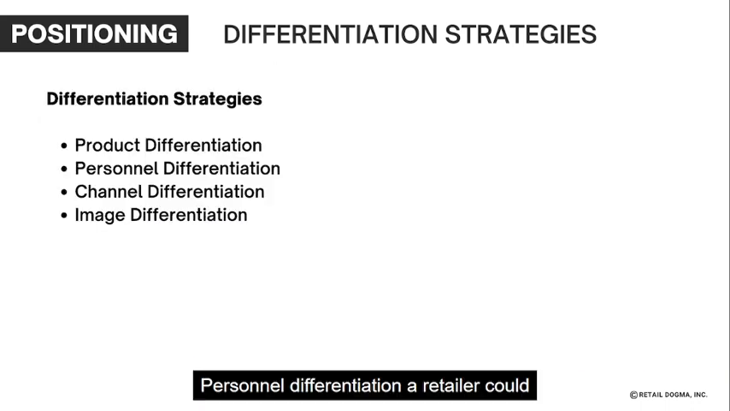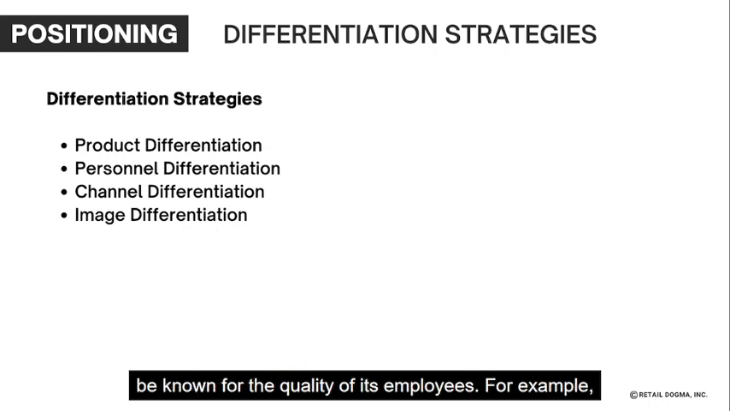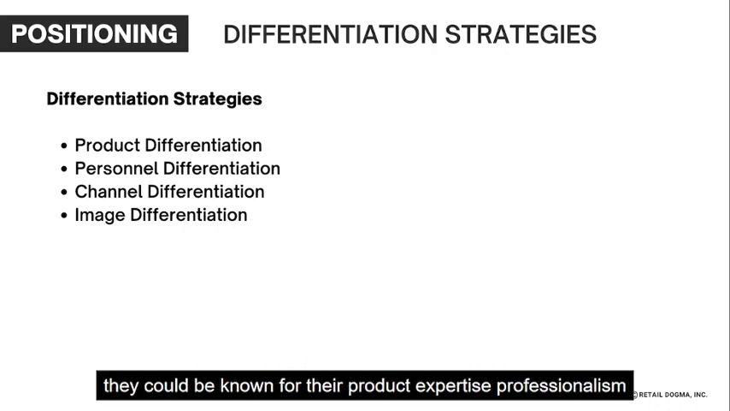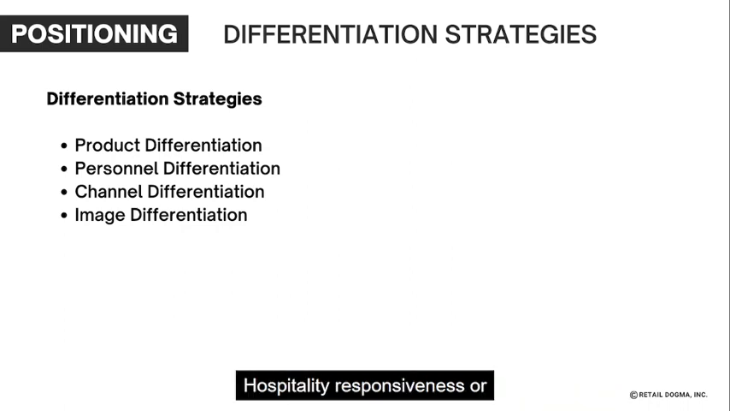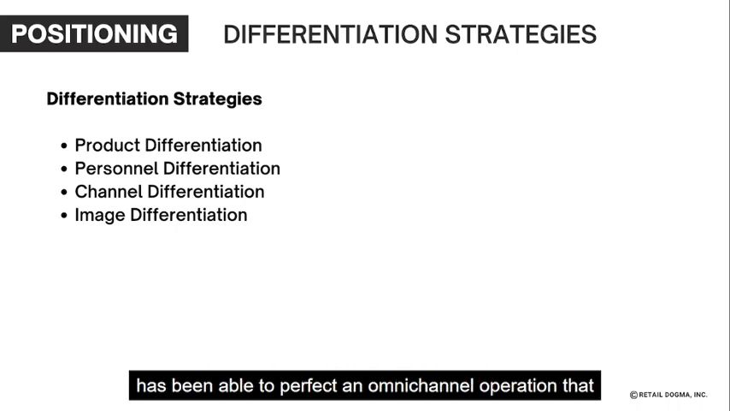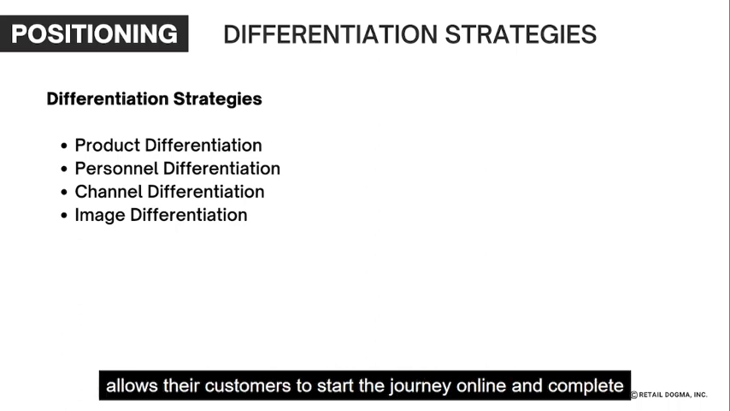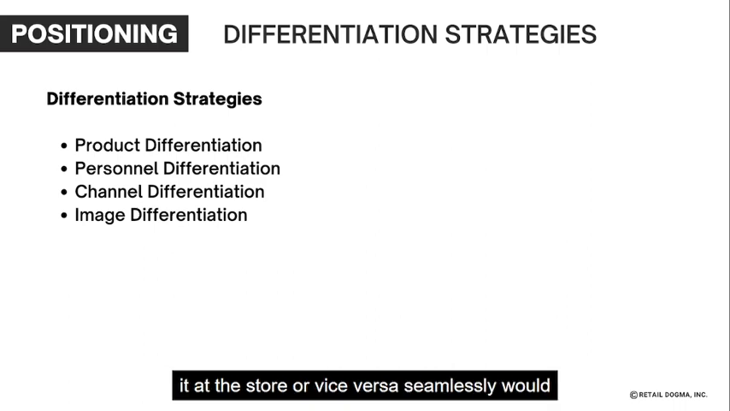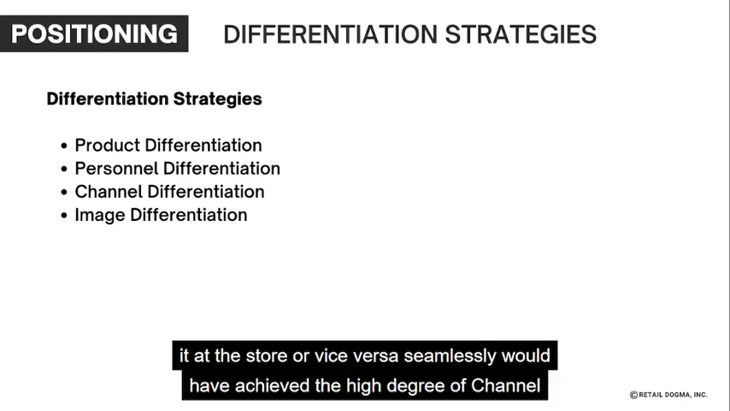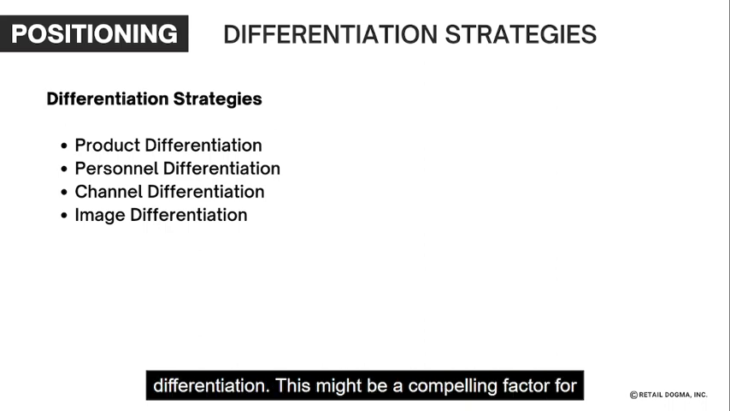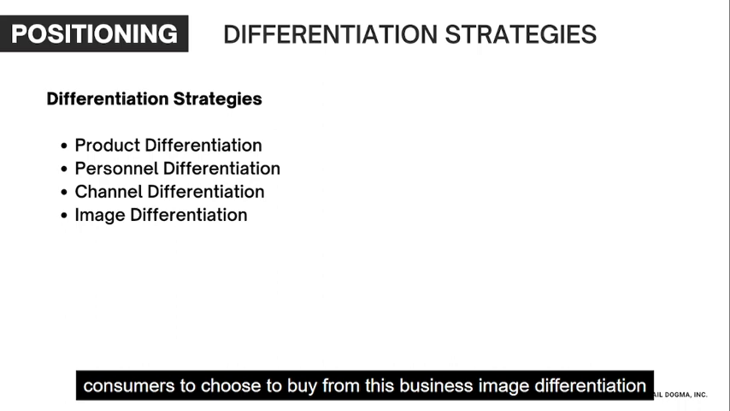Personnel differentiation. A retailer could be known for the quality of its employees. For example, they could be known for their product expertise, professionalism, hospitality, responsiveness, or passion for the products they are selling. Channel differentiation. A retailer that has been able to perfect an omni-channel operation that allows their customers to start the journey online and complete it at the store or vice versa seamlessly would have achieved a high degree of channel differentiation. This might be a compelling factor for consumers to choose to buy from this business.